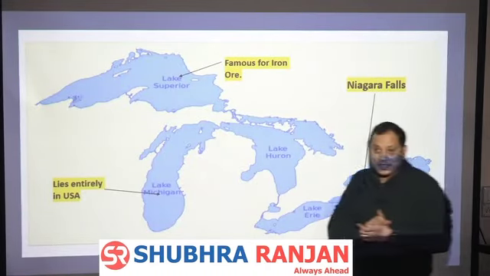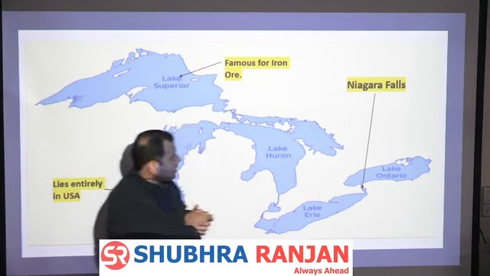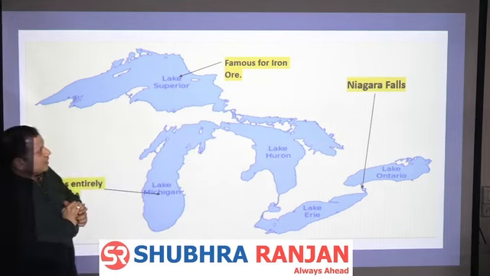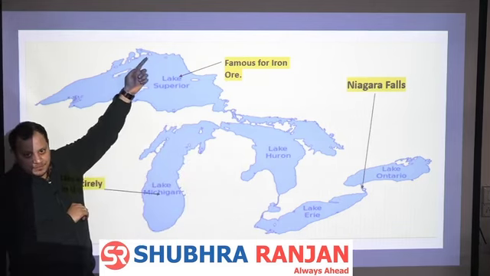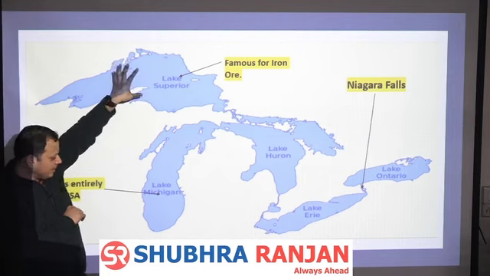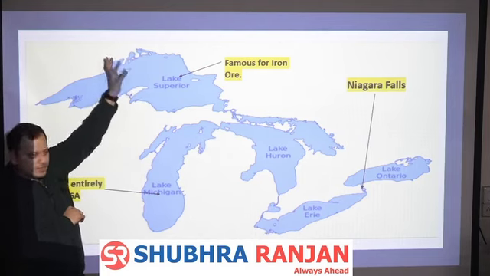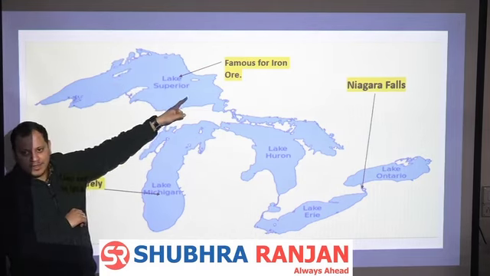So this is the, ये PPT याद करके जाना. This is the region of Canada, Lake Superior region. एक बार हम देख लेंगे इसको. Then we'll see in the atlas. It is famous for what? Iron ore.